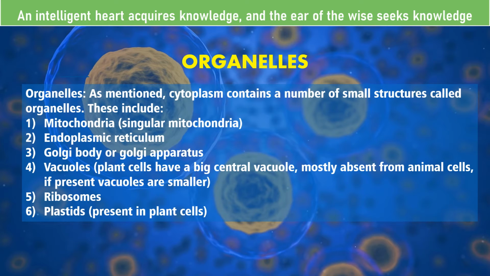Then vacuole, that is present in plant cells, which has a big central vacuole, mostly absent from animal cells. Okay, and if it is present in animal cells, it will be of very small size. Then ribosomes, plastids, okay, which are present in plants only. So we'll talk about them in the next slide, what functions these organelles have, and when they have these smaller structures.